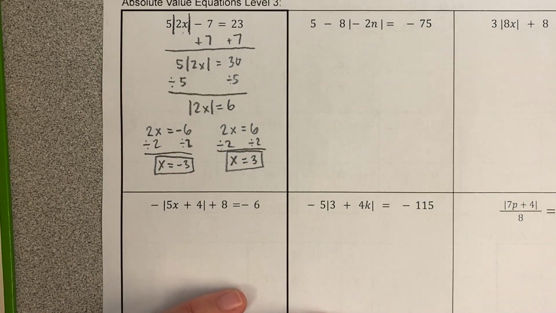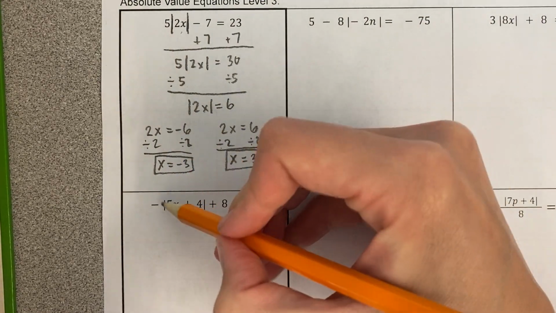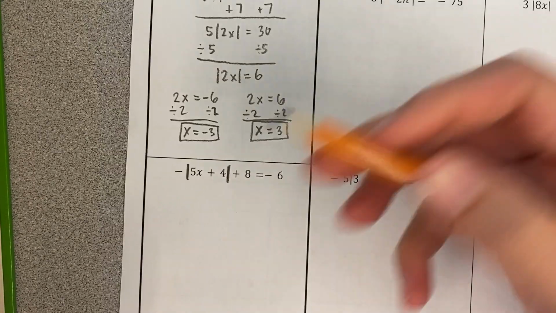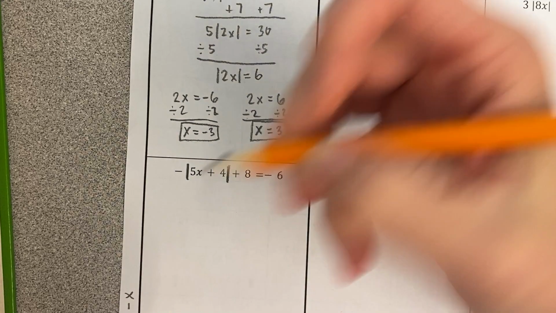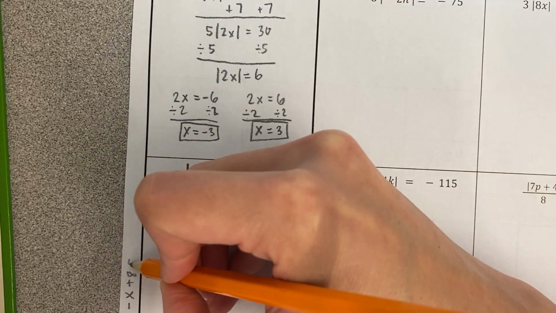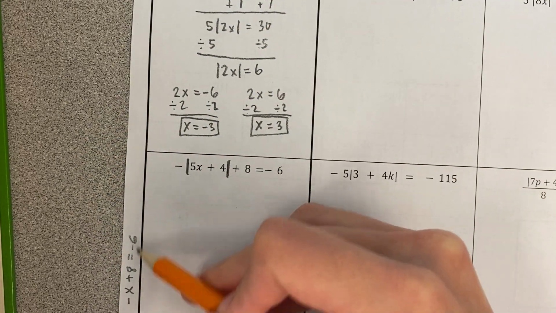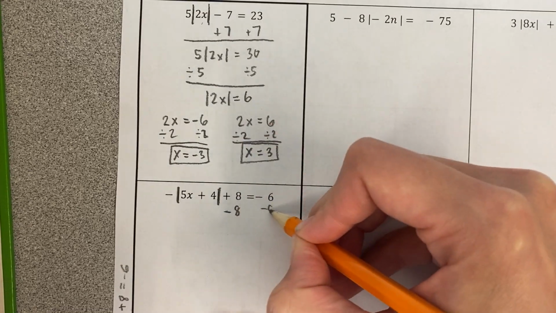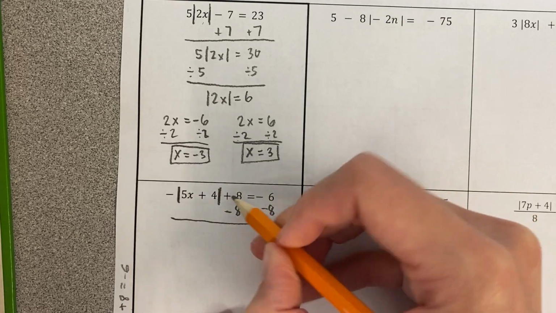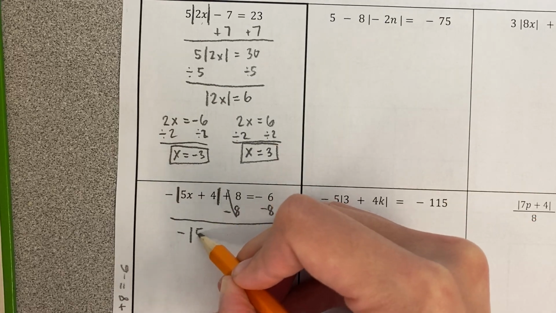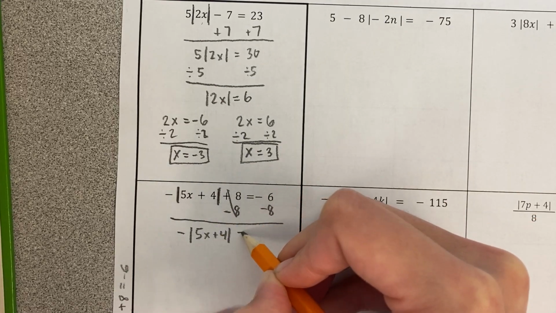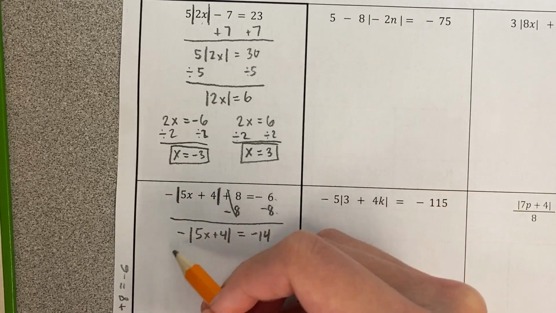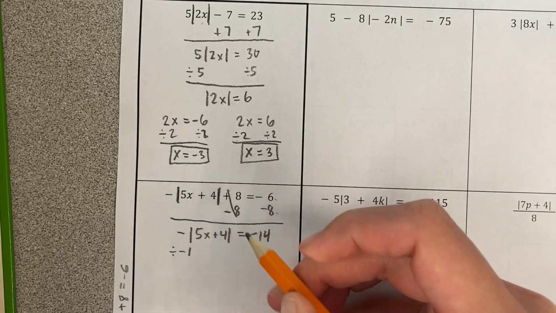Okay. Let's try this one. Again, here's the absolute value. I have to get that part by itself. And again, I'm going to solve it just as if this said negative x plus 8 equals negative 6, right? So first I'm going to subtract 8, and then I'm going to divide by negative 1 to get rid of this. Okay, so subtract 8. Negative 6 minus 8, that's 6 negatives, 8 more negatives. Let's get rid of this negative sign out in front. We're going to divide by negative 1.